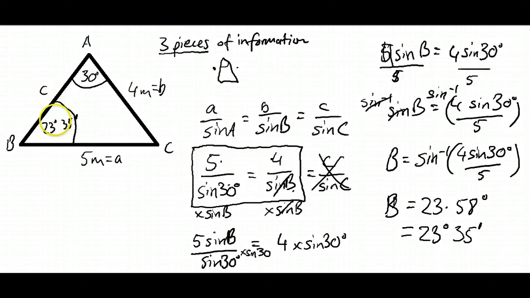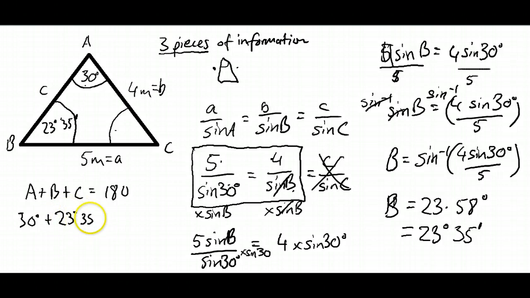Now once we've worked out that this angle here, B, is 23 degrees and 35 minutes, that allows us to work out this third angle C, and we don't have to use any special rules or equations to do that. We simply have to remember that the internal angles of a triangle, A plus B plus C, have to add up to 180. And if we know that A is 30 degrees and B is 23 degrees 35 minutes, then we just have to take those away from 180 and we'll have the remaining angle, which will be C.